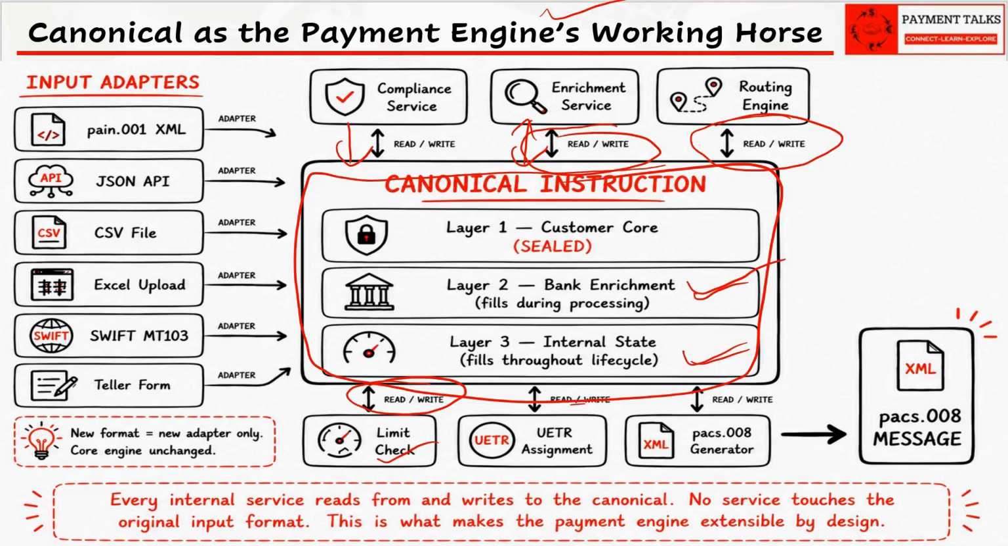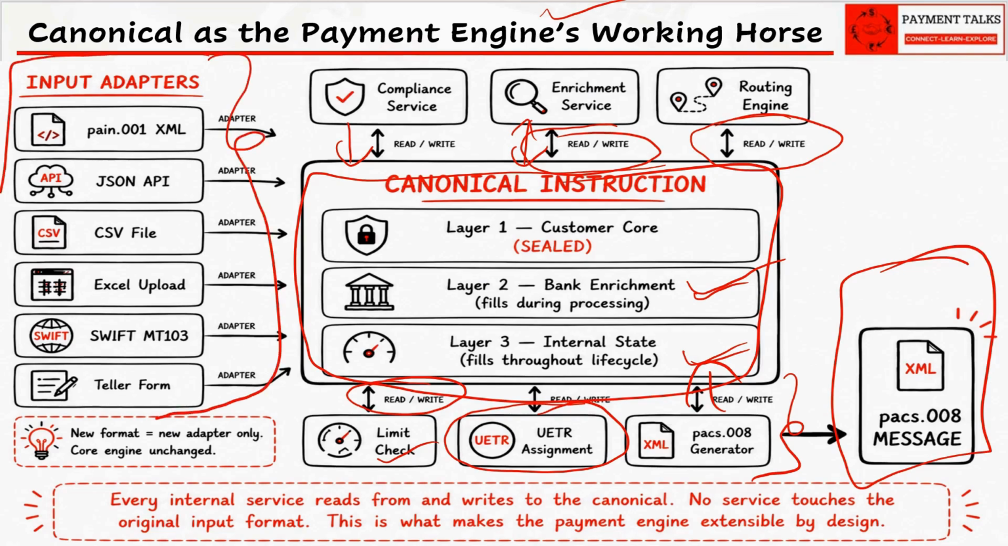UETR assignment reads the compliance clearance status from layer 3, confirms it as cleared, generates the UUID and writes it to layer 2. The PAX8 generator reads the fully populated canonical and produces the message. No service receives the original channel format. No service touches a half-built PAX8.